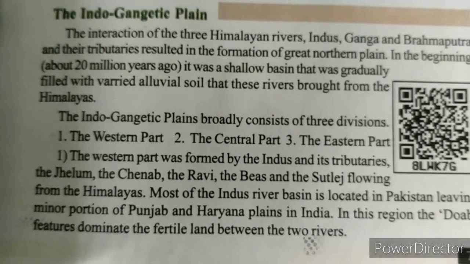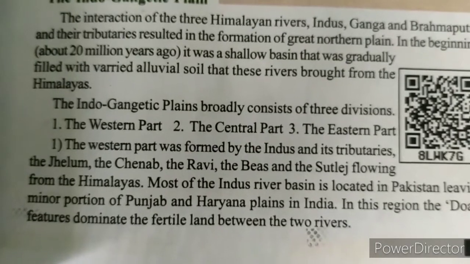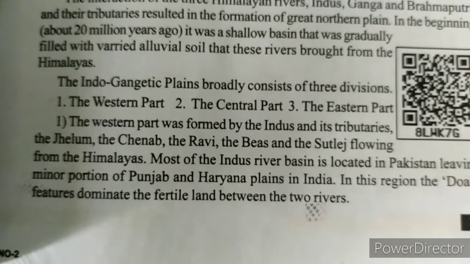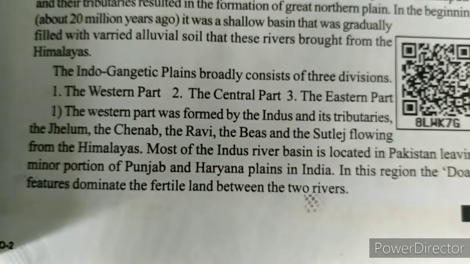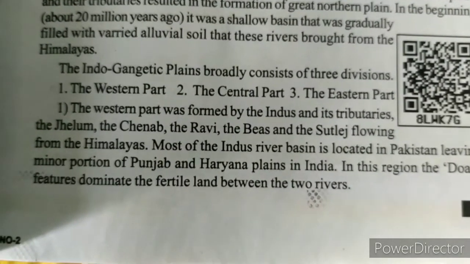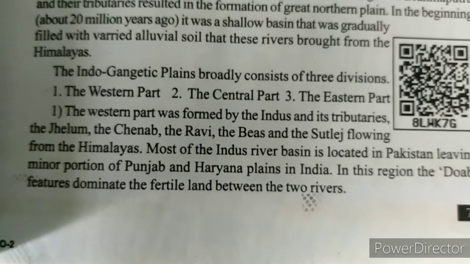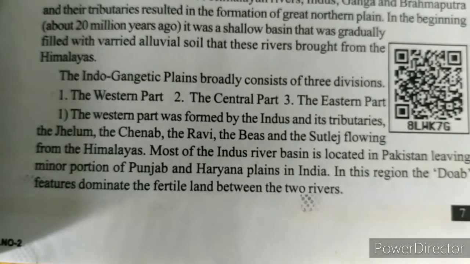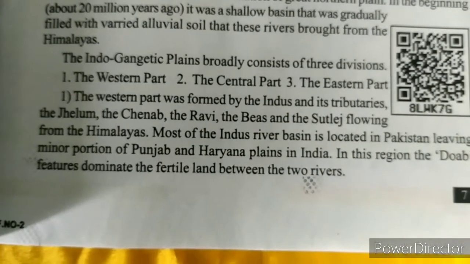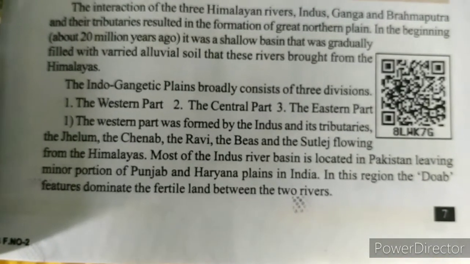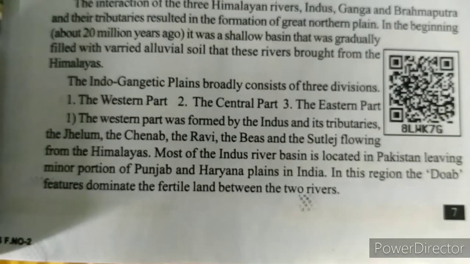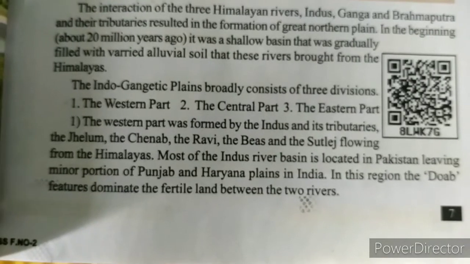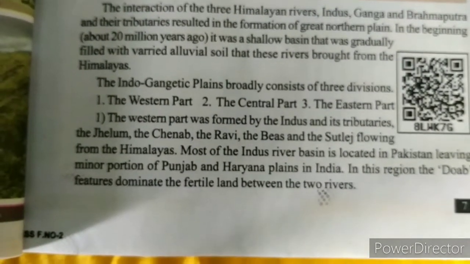The western part is completely covered by the river Indus and its tributaries like Jhelum, Chenab, Ravi, Beas, Satluj. It covers the states of Punjab, Haryana, Jammu Kashmir. Mostly the major part is in Pakistan, and it has Doab features. Doab refers to the land between two rivers that are converging.